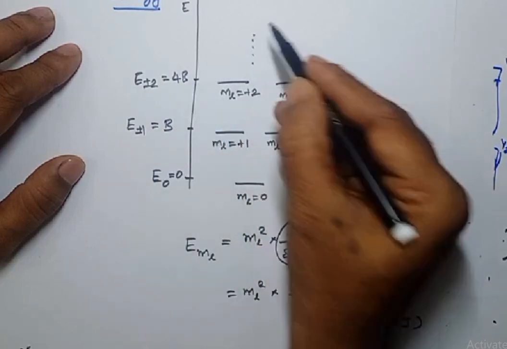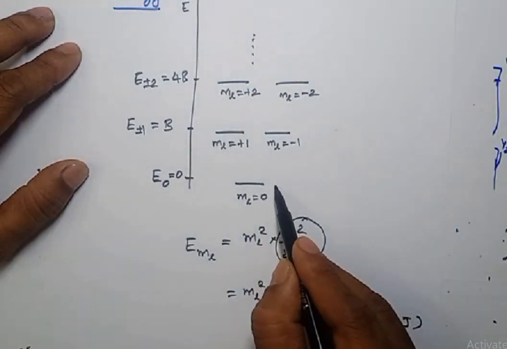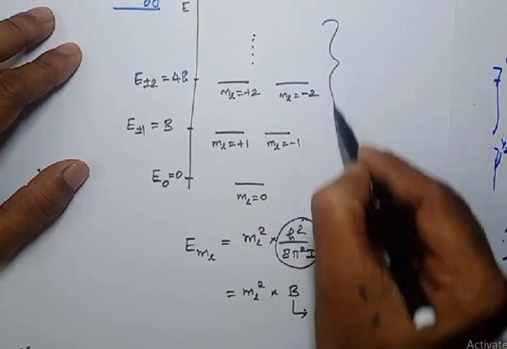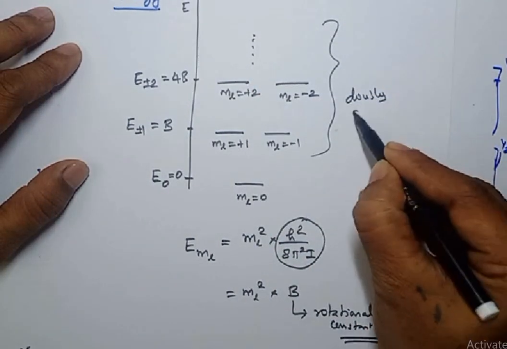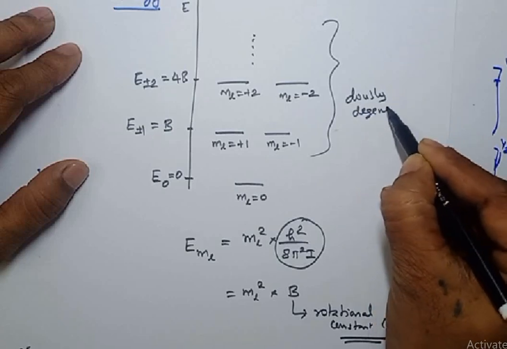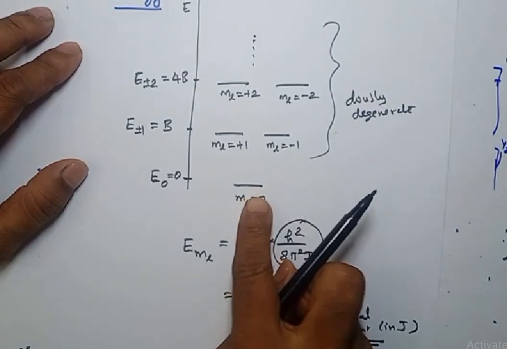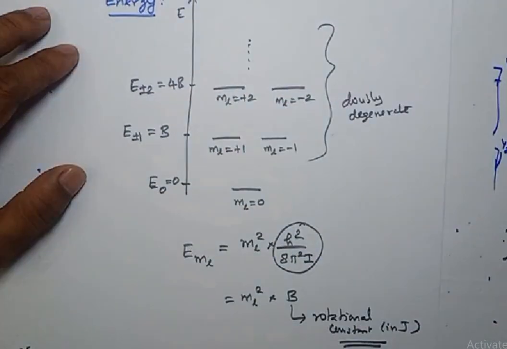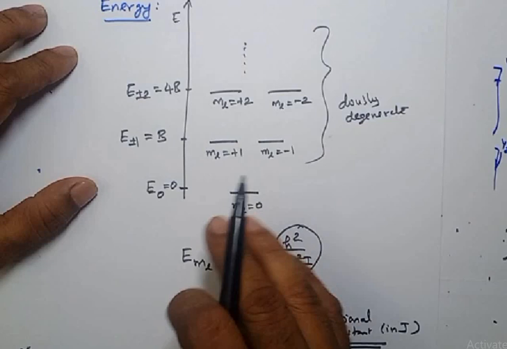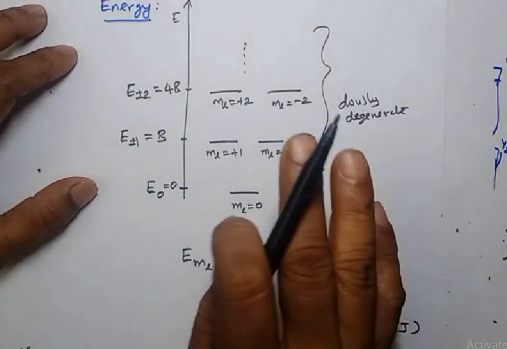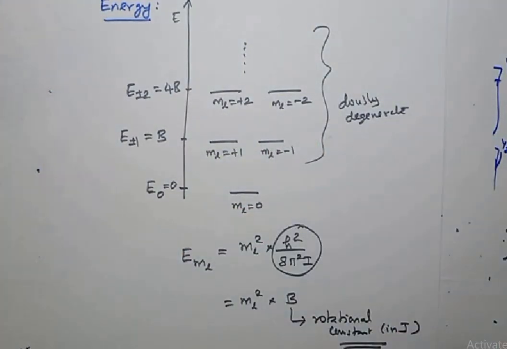So what this indicates is that except the ground state, all the other energy levels are doubly degenerate. Except the ground level, all the other energy levels are doubly degenerate. Keep this in mind, very, very important.